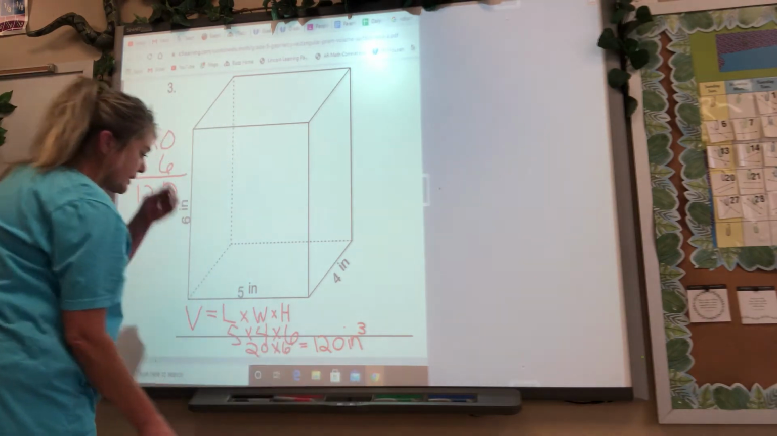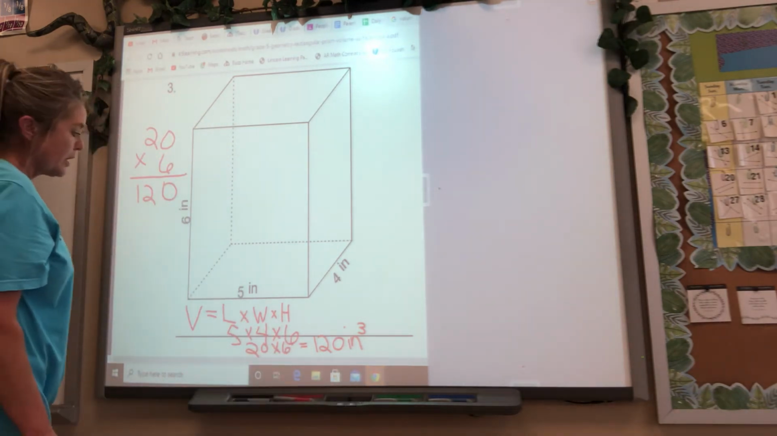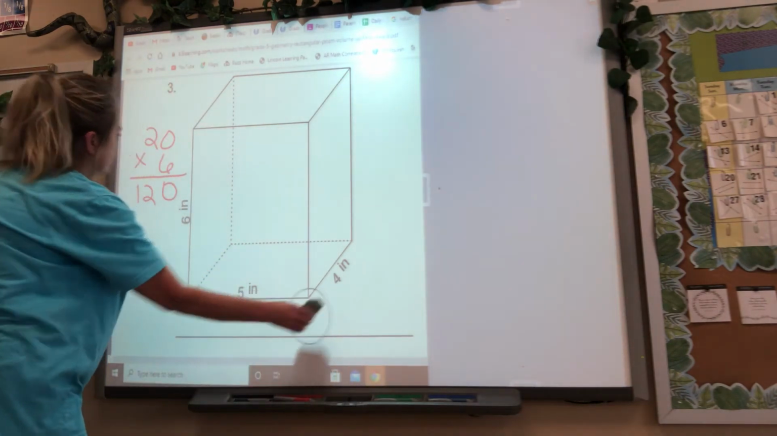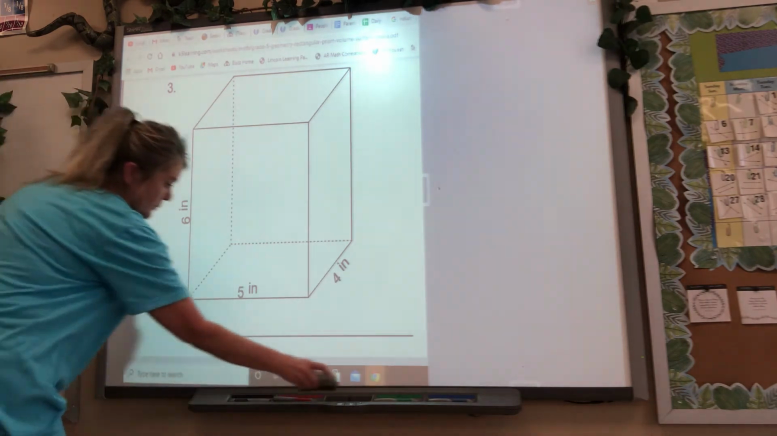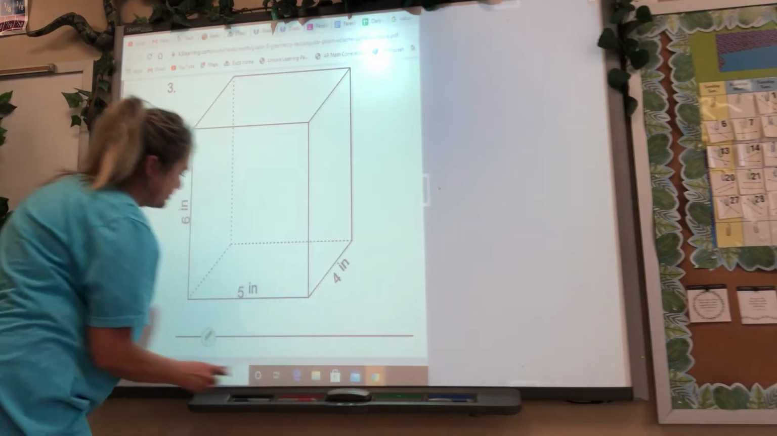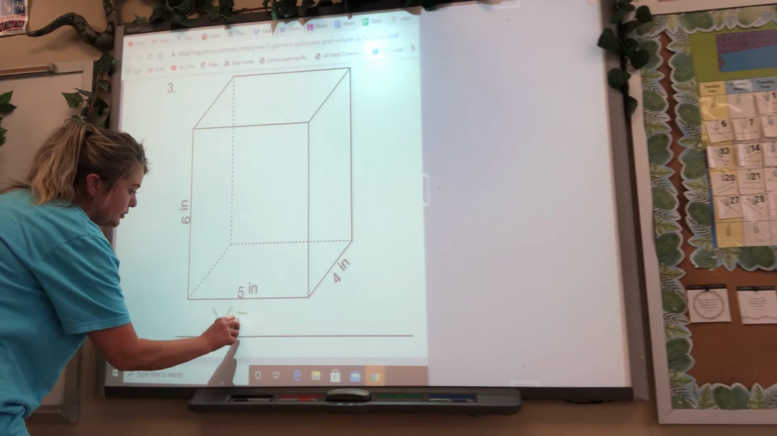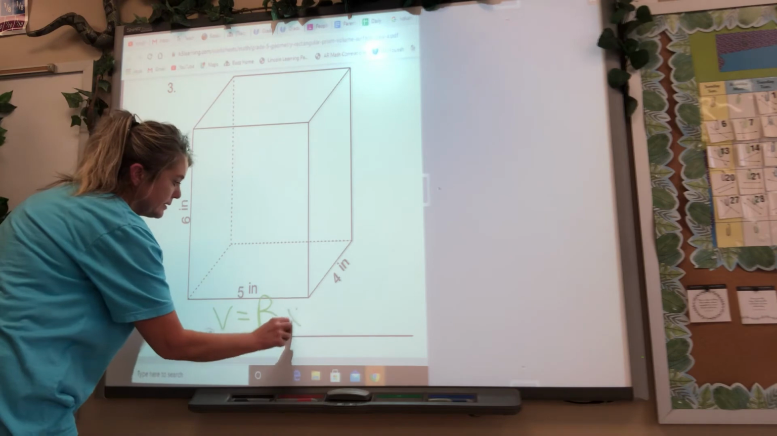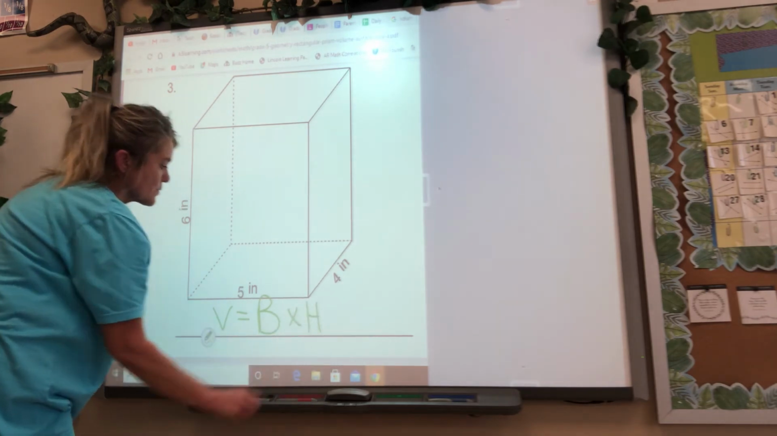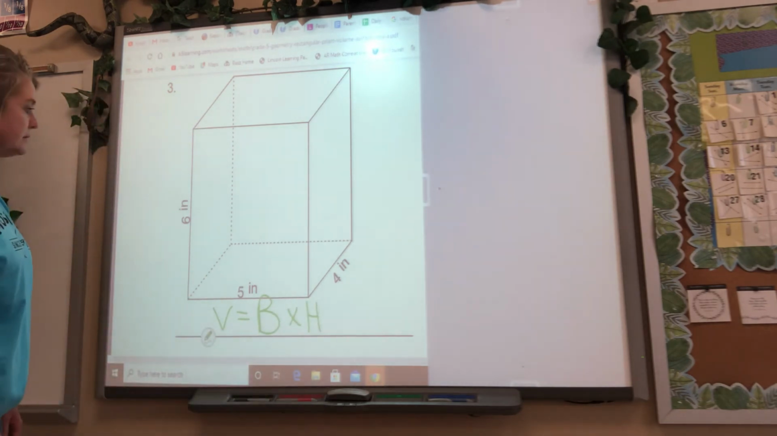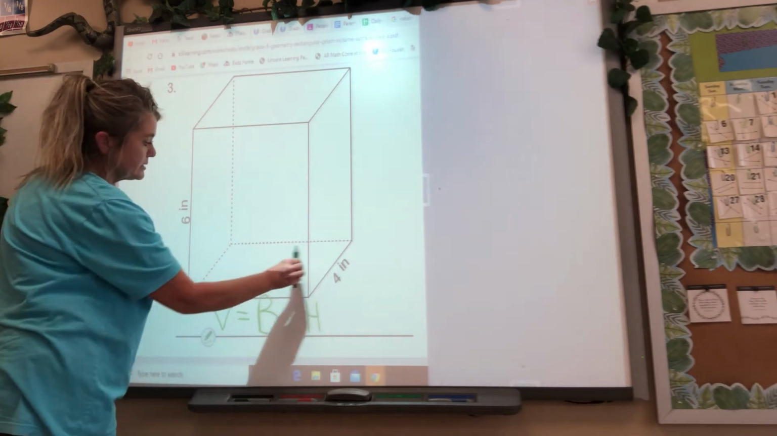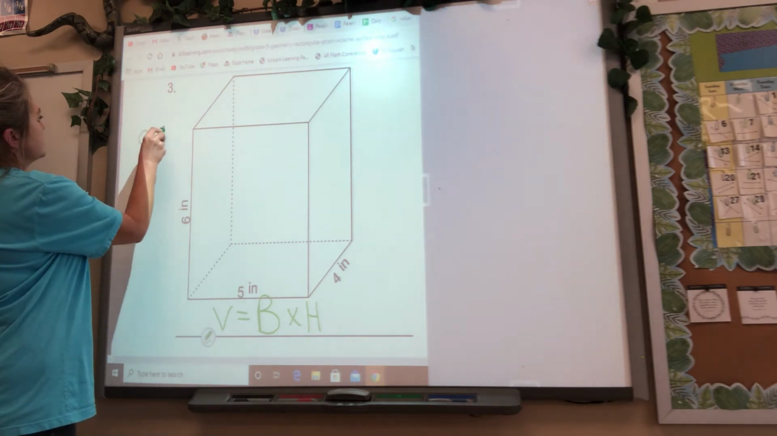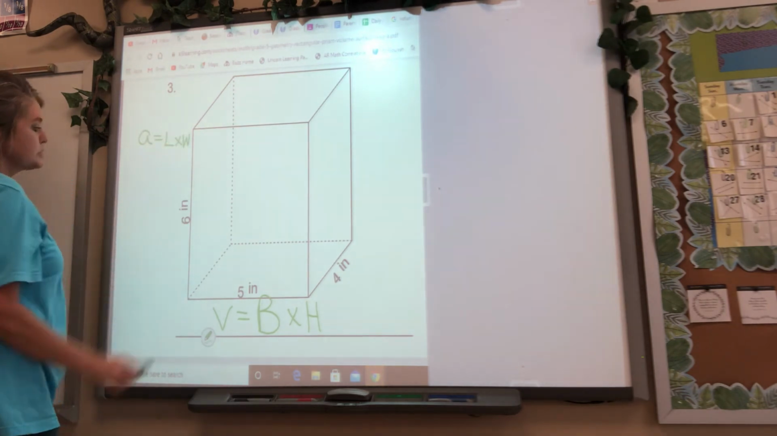Now, they will also have to be able to show another way that you can find volume. There's another way that you can find volume if you do the area of the base times height. And we've already talked about in class, they know that their base is what it's sitting on. And area is equal to length times width.